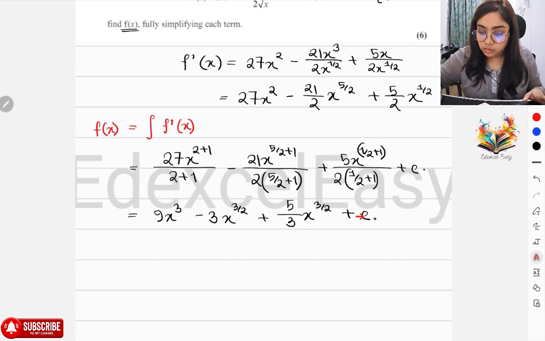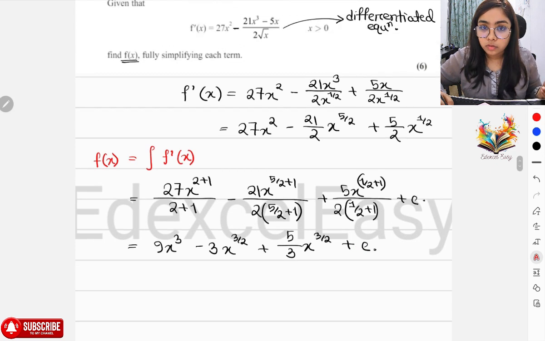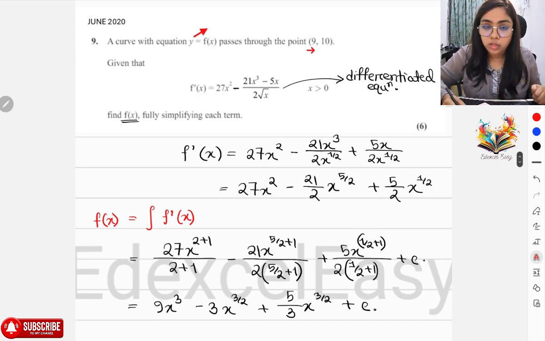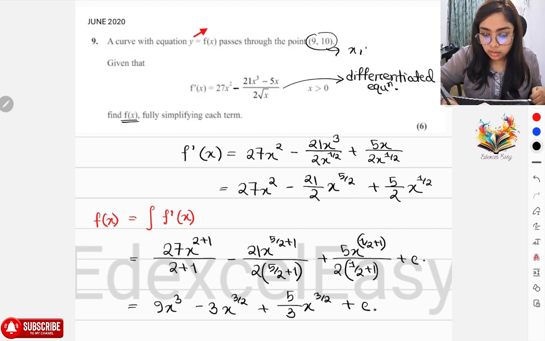Now this is not the equation. The original equation would not have a constant, it has a value. How can you calculate that? Now this point will play a role in cases when you want to go back to the original equation from the differentiated equation by integration. They will always give you one point like this. This is your one point, that point 9 and 10.